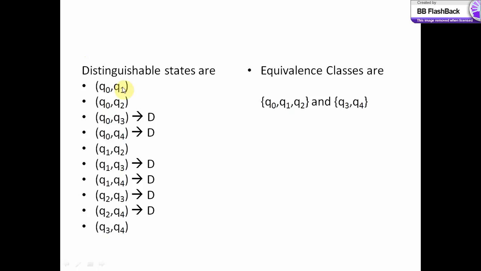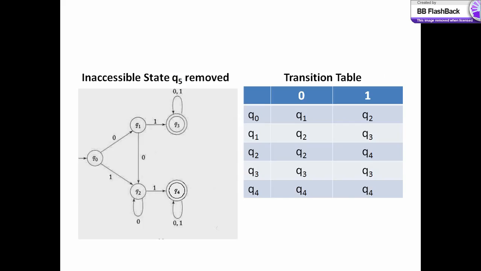So in the first pair there is no final state and both belong to non-final states. So this is not a distinguishable state. The second one, again, there is no final state in it. Both the states Q0 and Q2 belong to non-final states. And the third pair, if we see Q0, Q3. In the given DFA, Q3 and Q4 are marked as the final states.